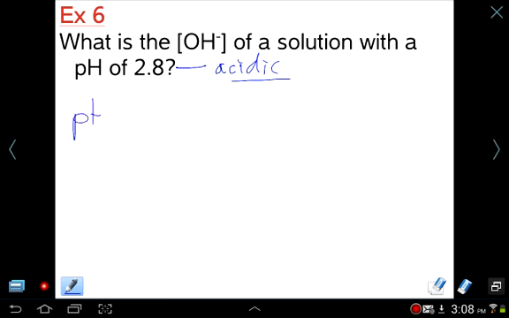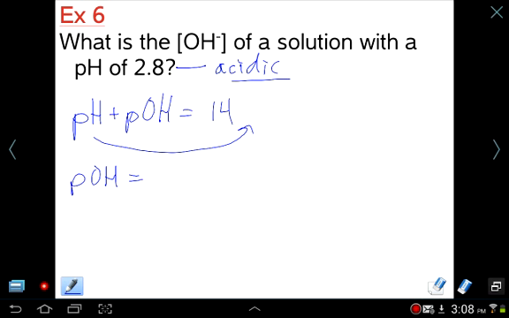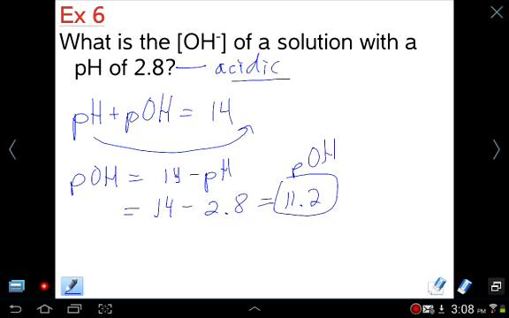We have an equation that says pH plus pOH is equal to 14. And so, if you want to solve for pOH, just rearrange it, put pH on this side, and pOH will be equal to 14 minus pH. In this case, 14 minus 2.8, which if you calculate should give you 11.2. This is pOH.